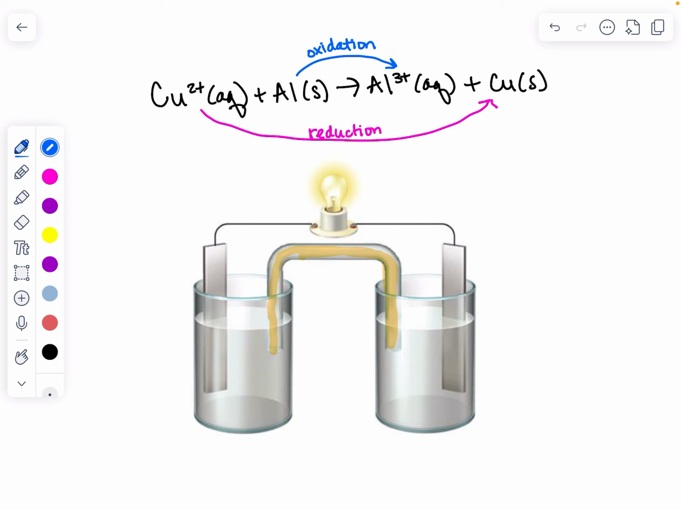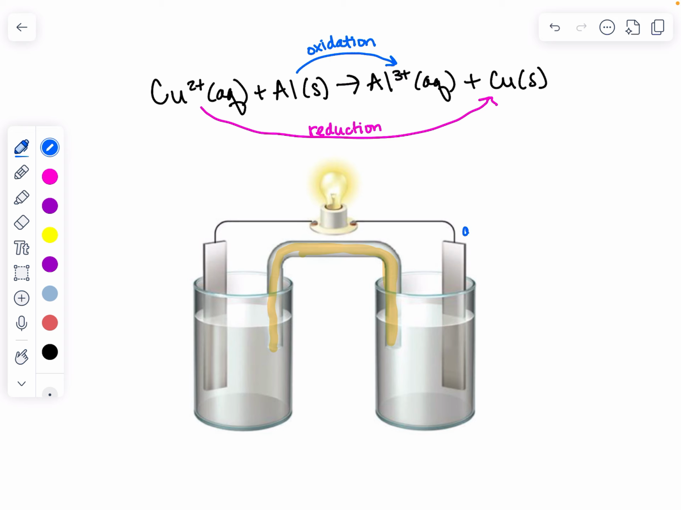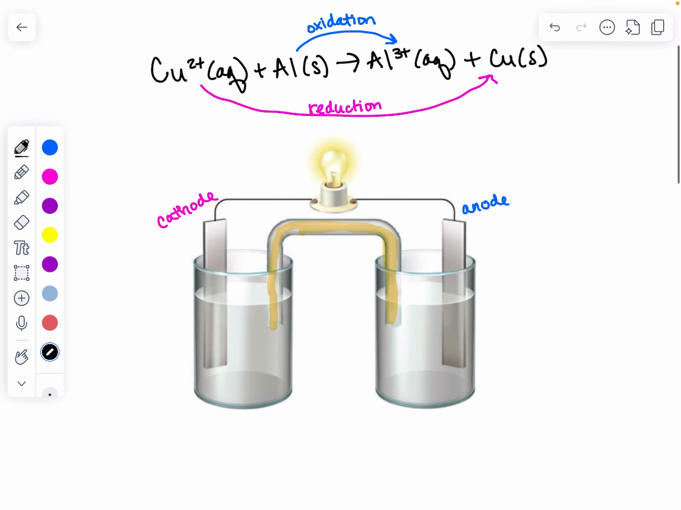So it's important to note that oxidation always happens at the anode. So I'm going to arbitrarily choose for the anode to be on the right side in this drawing, and my cathode to be on the left side. I could have chosen otherwise, it doesn't matter. So now let's begin to put our reactions onto their respective electrodes.